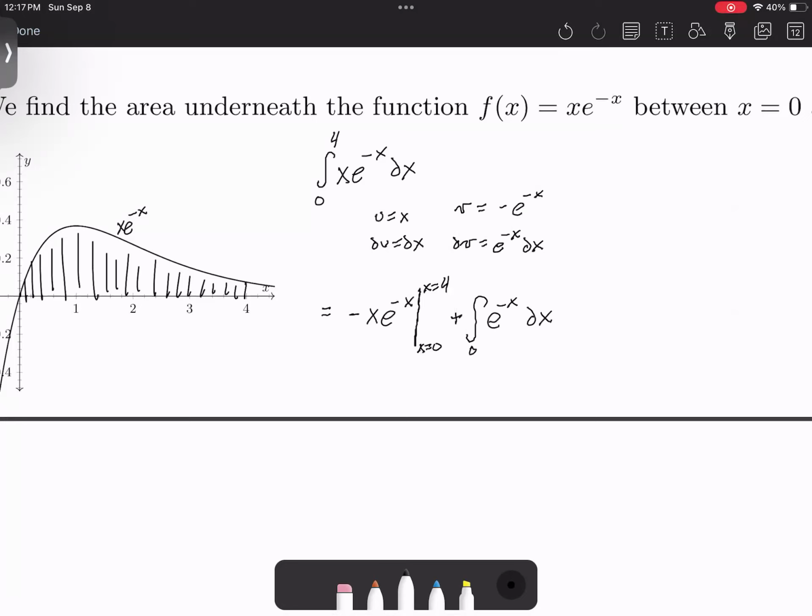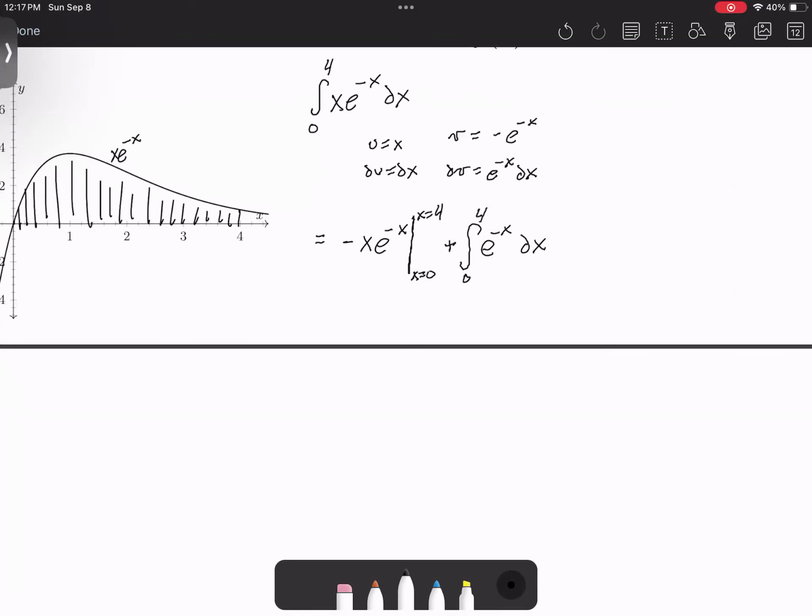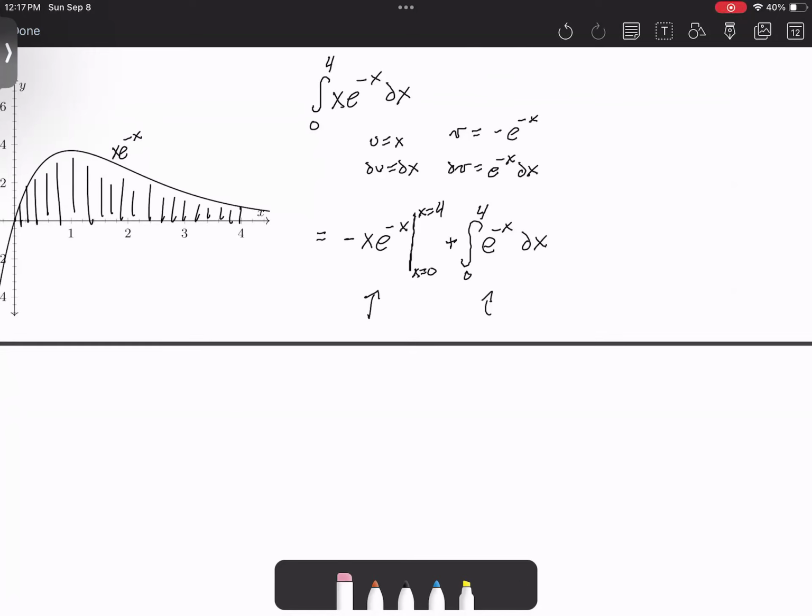Here, we still have something inside of an integral. It needs to be evaluated between 0 and 4. So we're not quite done yet. We are done with that part, but now this part needs to be integrated. So I will copy everything down, minus x e to the minus x, which needs to be evaluated between 0 and 4, and plus the integral of e to the minus x is going to be minus e to the minus x, which, because we just integrated it, now this antiderivative needs to be evaluated between 0 and 4.